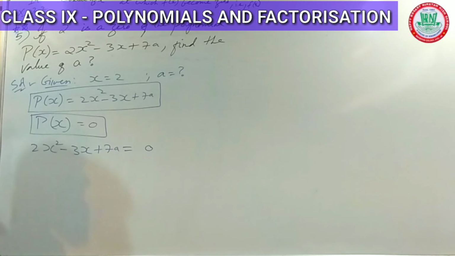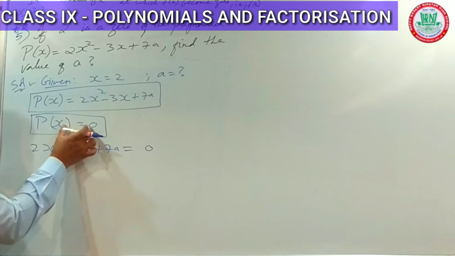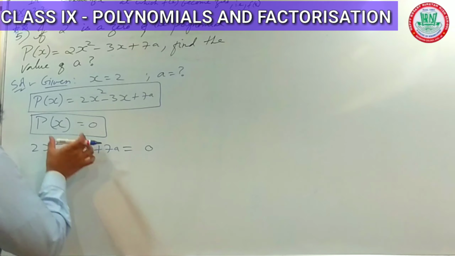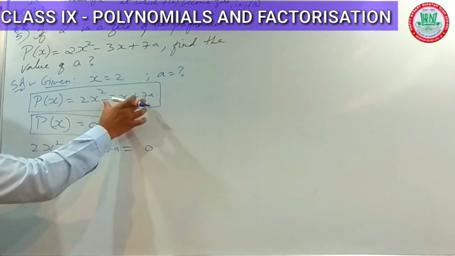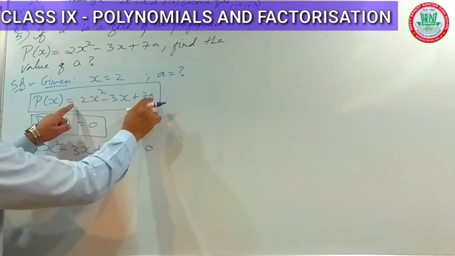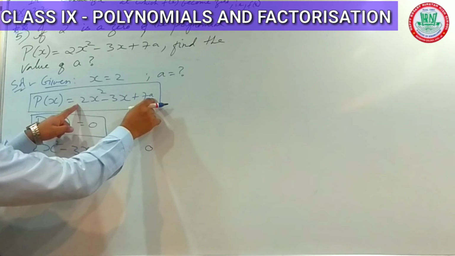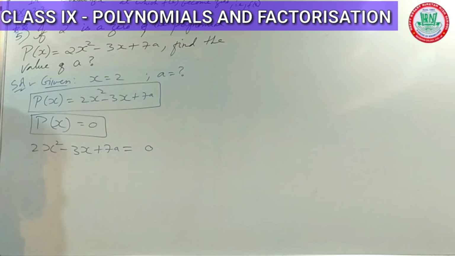Is it clear? What did we do here? p of x equals 0. Why are we taking this condition? Because it is a zero of the polynomial. The p of x value is already given in the question, 2x squared minus 3x plus 7a. We copy that and paste it here, equal to 0 as it is.